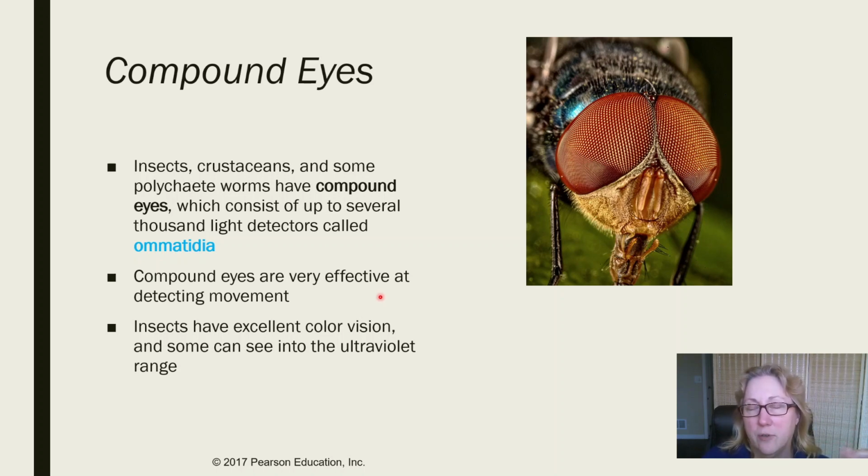It used to be thought, of course, that since they don't have eyes like us, they didn't have very good vision. But lab experiments have shown that it's not true. They have really good color vision. Some insects like bees and certain butterflies can even see in the ultraviolet, which we can't.